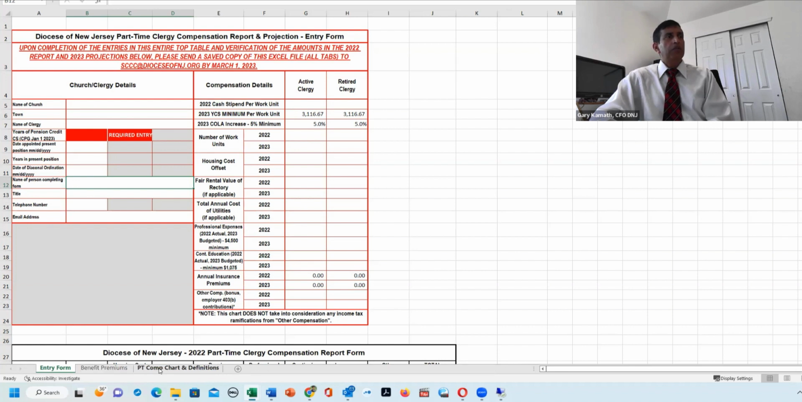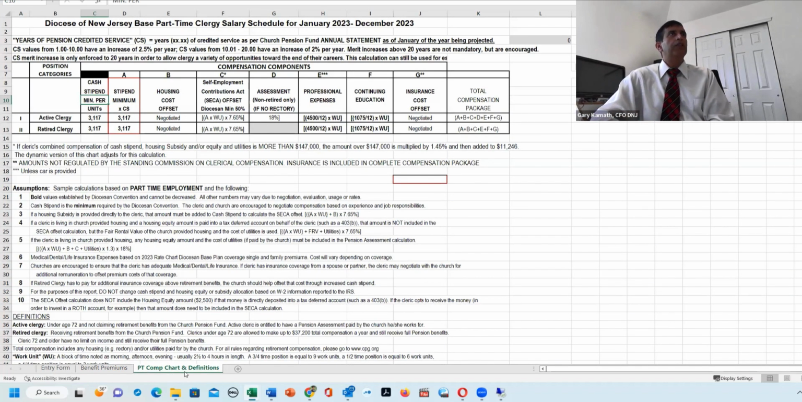and here are a couple of key components that you should know on the comp chart and definitions. You see here position categories are active clergy or retired clergy. Active clergy is someone who is below the age of 72, and retired clergy is somebody above the age of 72.